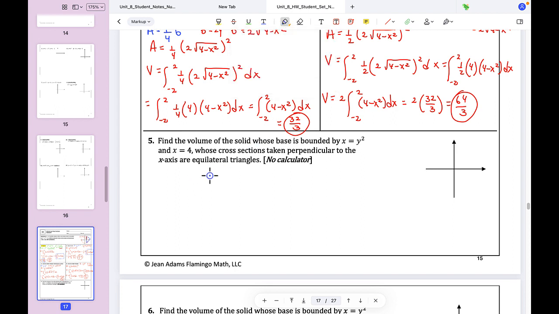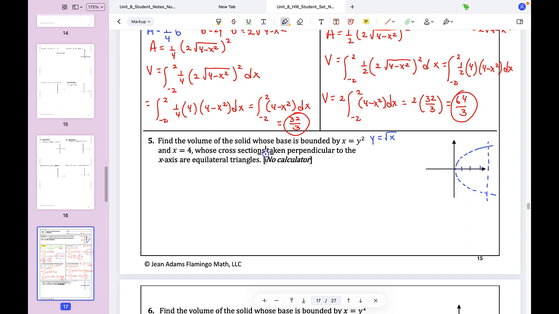Okay, the volume of the solid whose base is bounded by the lines x equals y squared, x equals 4. So first off, x equals 4. 1, 2, 3, 4. There we go, right there. Okay, x equals y squared. Well, to graph this, I need to make that y equals the square root of x. So that's going to be this curve here. It's going to look like that.